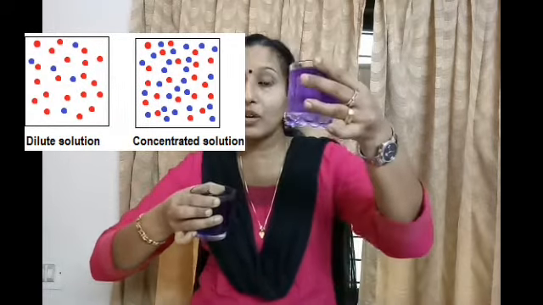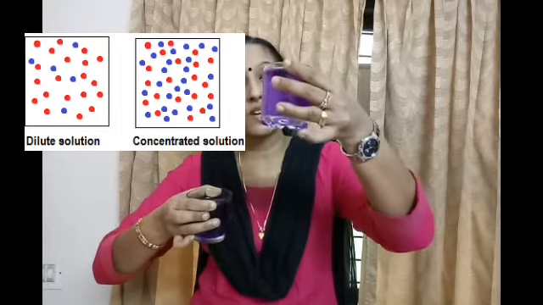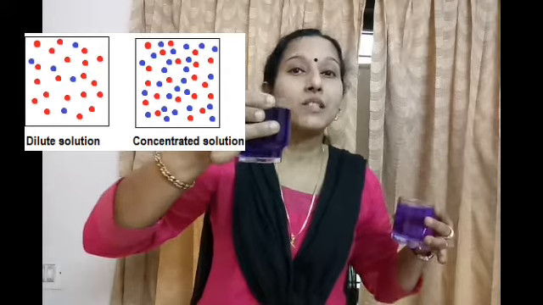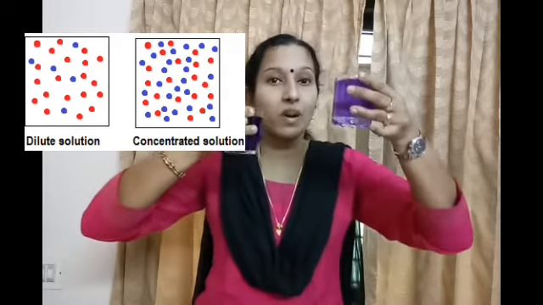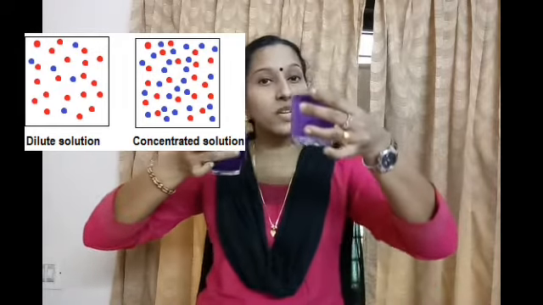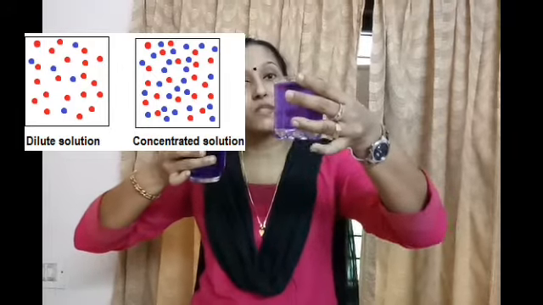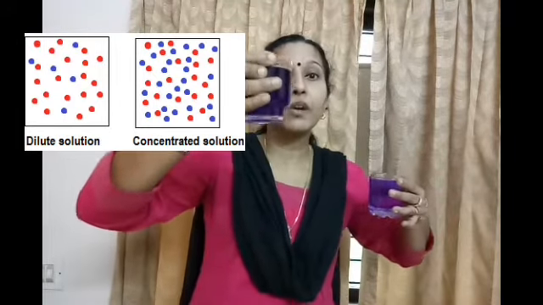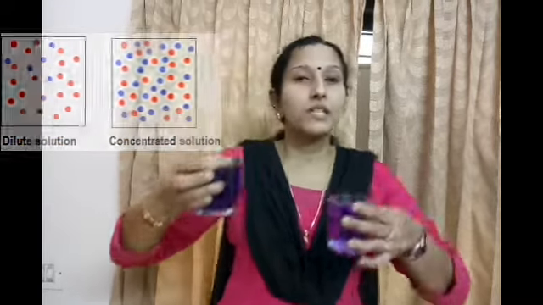So this is the diluted one because it has less amount of solute, and this is the concentrated one because it has more amount of solute. Okay, so this is a diluted solution because it contains less amount of solute, and this is a concentrated solution because it contains more amount of solute.